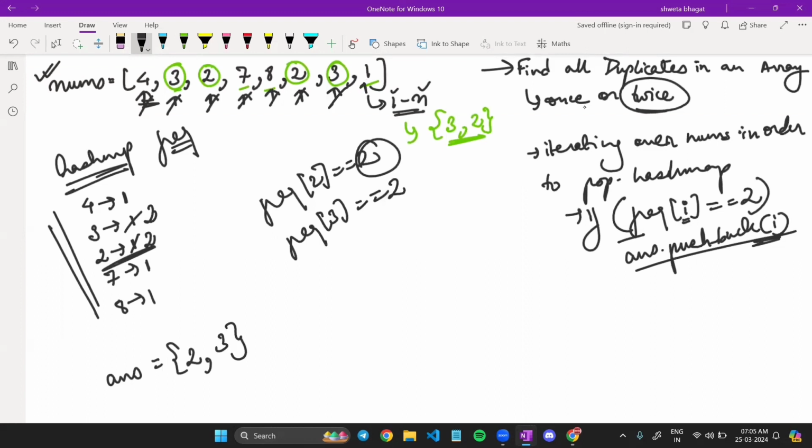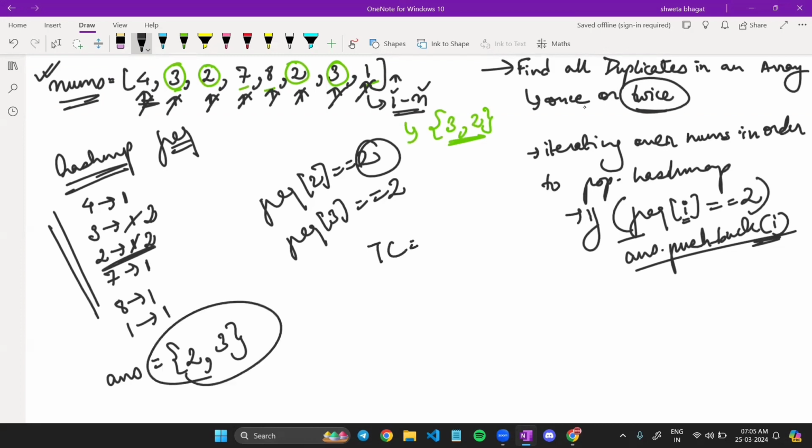Now again, we'll move forward. Now we have reached this 1. We'll store this 1 and set its frequency to 1. Now we'll move forward. We can see that we have completely exhausted the array nums. It means we have processed each of its values. And what is our answer? This is our answer. Fine.